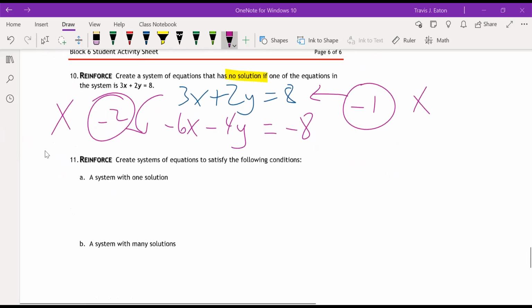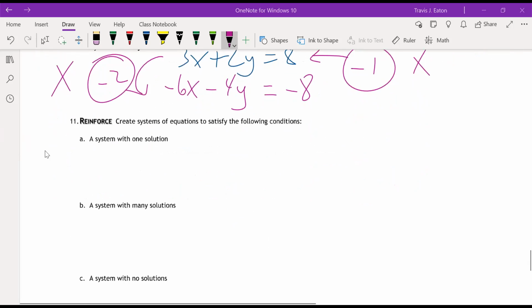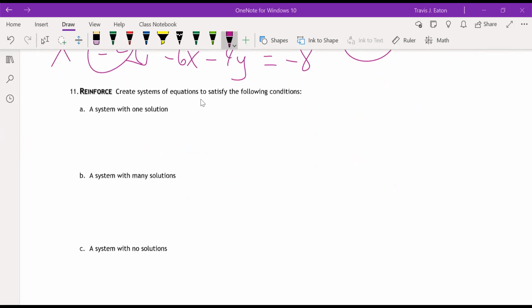Now, what if? All right, now create a system of equations as we move on to number 11. Create a system of equations to satisfy the following conditions. How about a system with one solution? Well, creating a system of equations with one solution is really, really simple. You just have to make sure that pretty much everything is different.